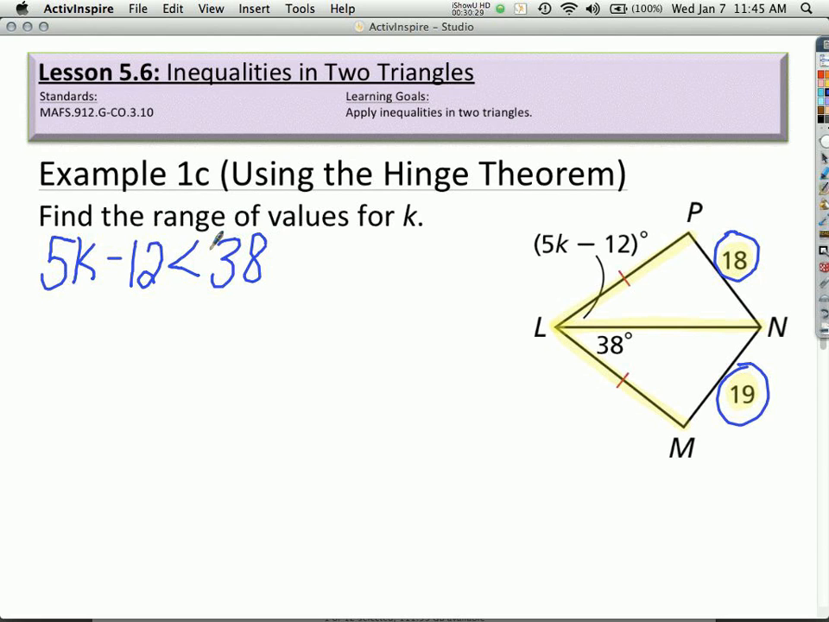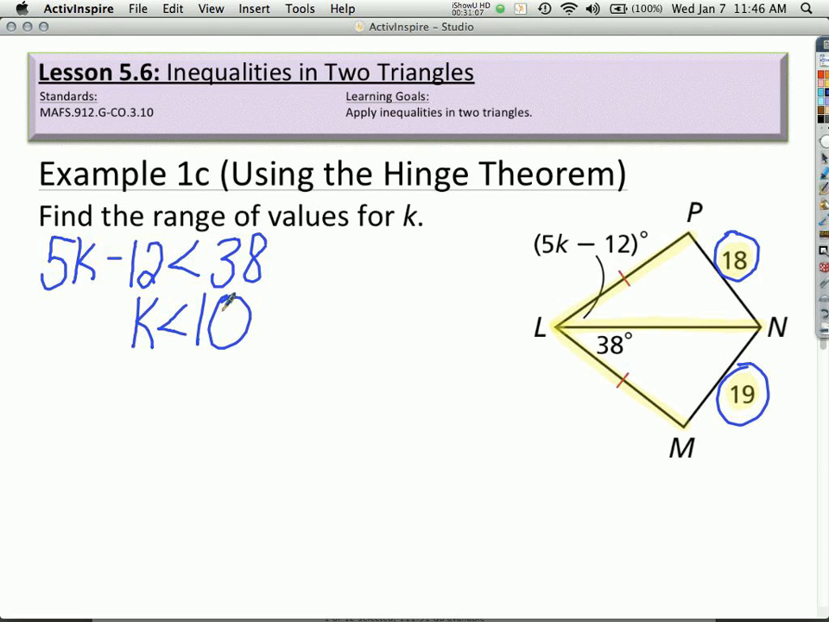So go ahead and solve it. Some of you could do it mentally, some of you can do it quickly. You did it? Oh. So we end up with k is less than what? K is less than what? Valid? 10. K is less than 10.